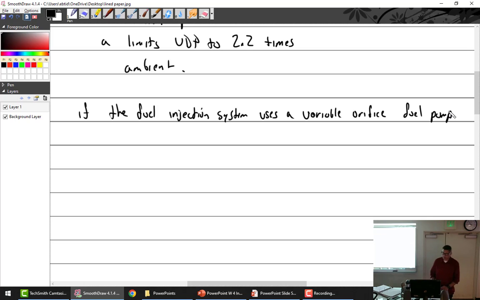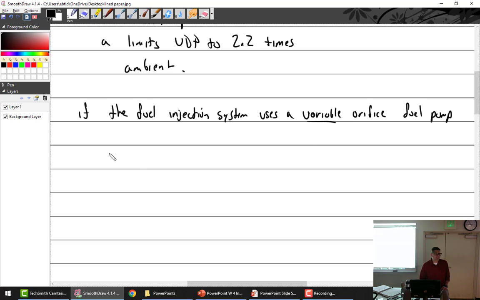If the fuel injection system uses a variable orifice fuel pump, what is going to vary the orifice? Air pressure. Flow divider. Where's the orifice located in the pump? What do we call that? The pressure relief valve. Nope, that's the low end. The high end adjustable orifice. Did you guys have a variable orifice on yours? I think most of them did not. Here's a variable orifice fuel pump.